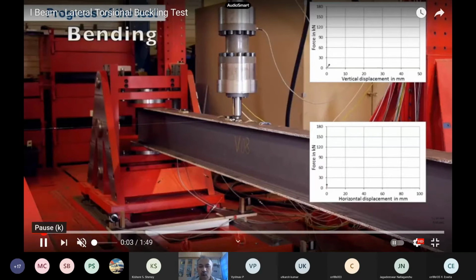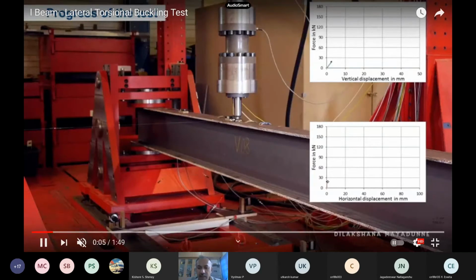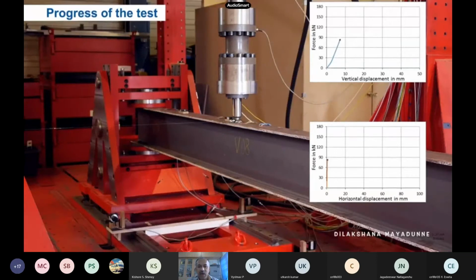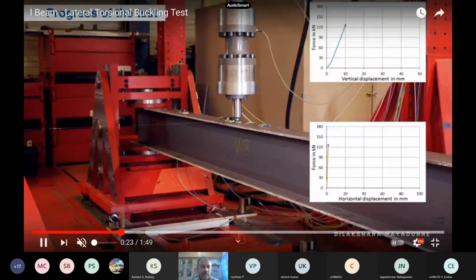You can see the load keeps on increasing. See the point here, how the force versus horizontal displacement and force versus vertical displacement behave. In the starting, vertical is more, so the beam is bending in the starting. Now you see after some point of time how the beam bends. Your lateral torsional buckling has not started yet. The horizontal displacement is almost zero, slightly starting, but vertical displacement you are having, that is bending. As you keep on increasing the load, now you can see.